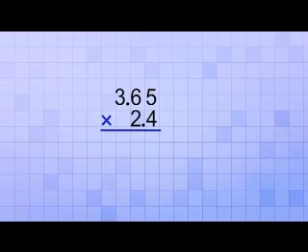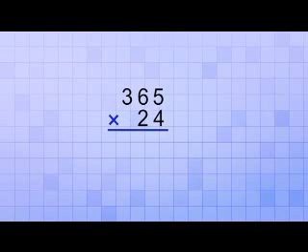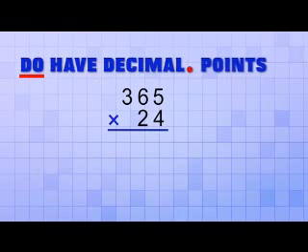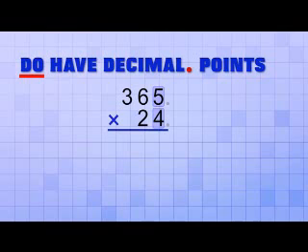The truth is, when we pretended that the decimal points weren't there, what we were really doing is pretending that they had been shifted until both of our numbers became whole numbers. Remember, the numbers 365 and 24 technically do have decimal points. They're right there next to the ones place. We just don't need to show them since there aren't any decimal digits.